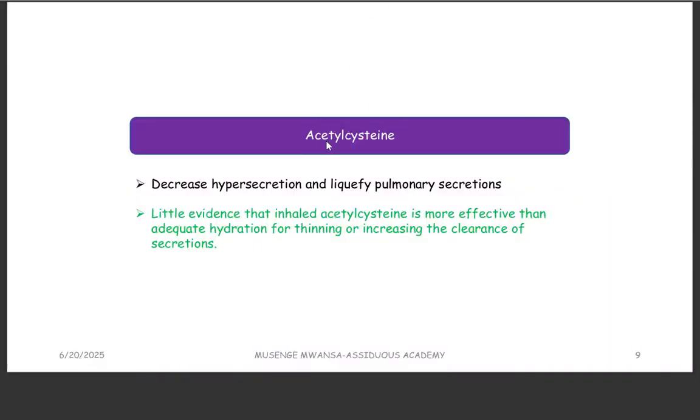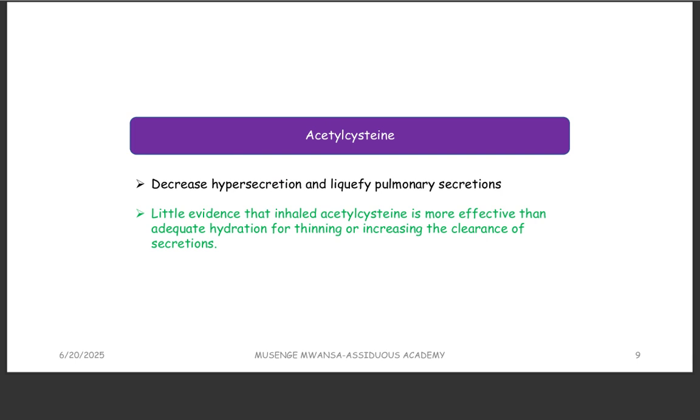So N-acetylcysteine will decrease hypersecretion and be able to liquefy pulmonary secretions to make them more solid, I mean more liquid. So there is little evidence that inhaled acetylcysteine is more effective than adequate hydration for thinning or increasing the clearance of secretion. In other words, taking a lot of water when someone has got this cough, a productive cough or mucus, is way better.